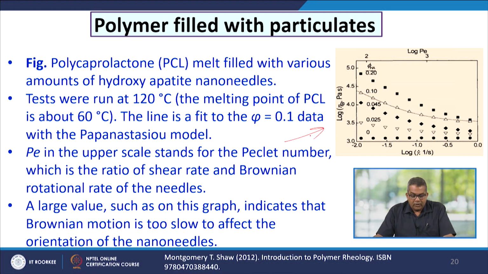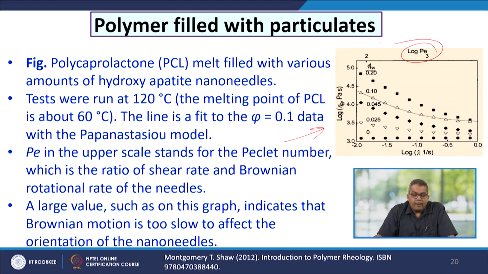Now let us take the example of a polycaprolactam melt filled with various amounts of hydroxyapatite nanoneedles. These tests were conducted at 120 degrees Celsius, and the melting point of PCL is about 60 degrees Celsius. The line is a fit of the psi equal to 0.1 data with the Folgar-Tucker model.